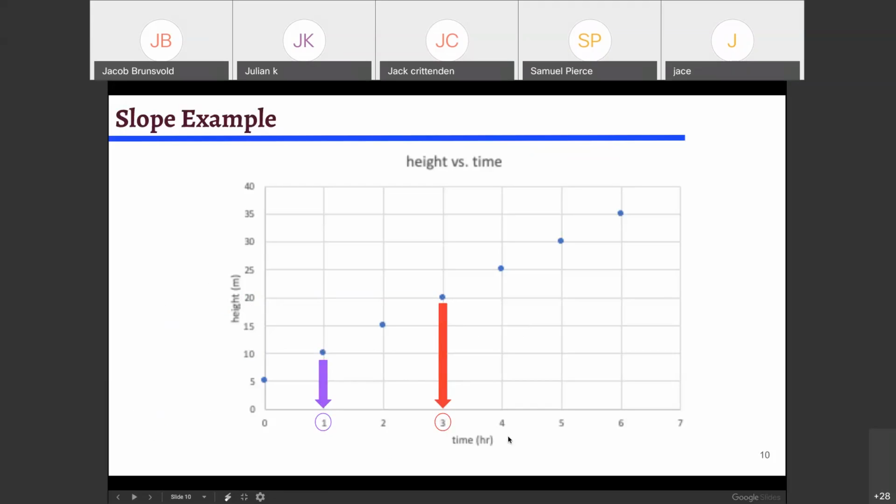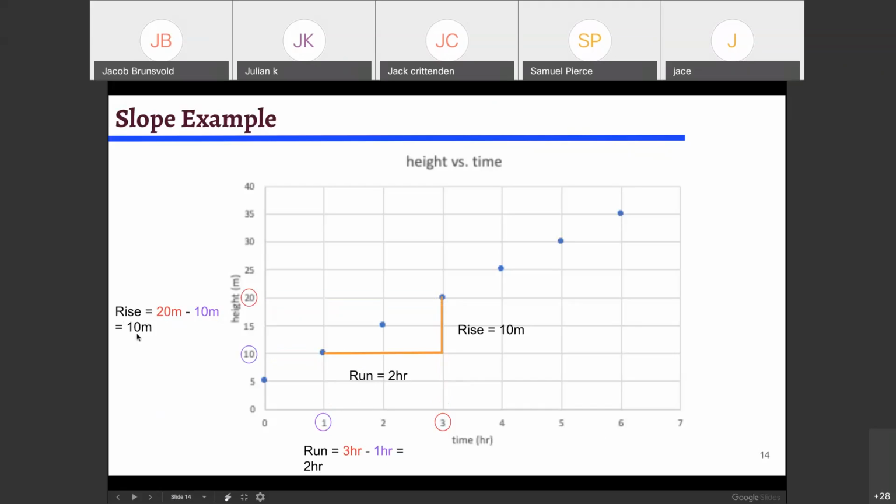I could have done 5 and 2. I could have done 6 and 5 for my 2 points. It doesn't matter which 2 points that you pick as long as they're on the line. And so then I'm subtracting them to get the run because the distance from 1 to 3 is 2. And so that's where that's coming from. 3 minus 1 is 2. And then you just need to include units, so hours. So 3 hours minus 1 hour equals 2 hours. 20 meters minus 10 meters equals 10 meters.